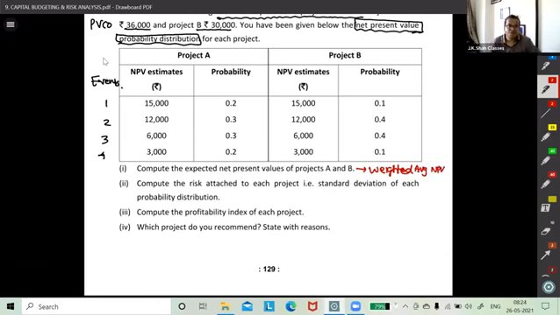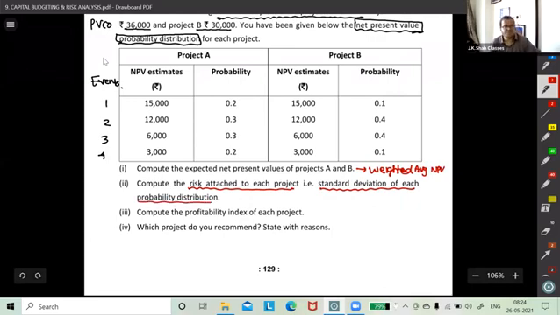Simple. Okay. Compute the risk attached to each project. That is what? Standard deviation of each probability distribution. Compute the profitability index.